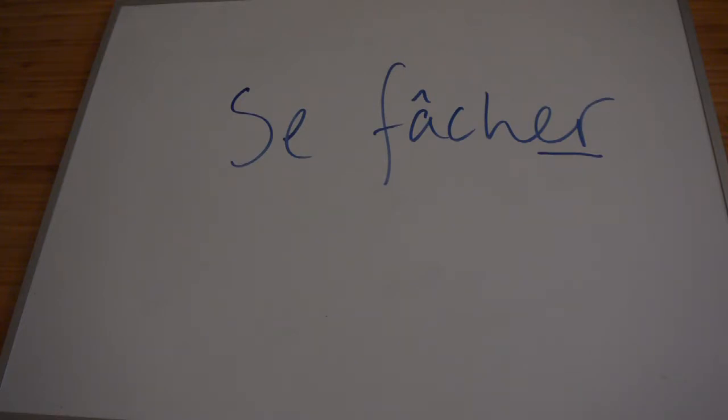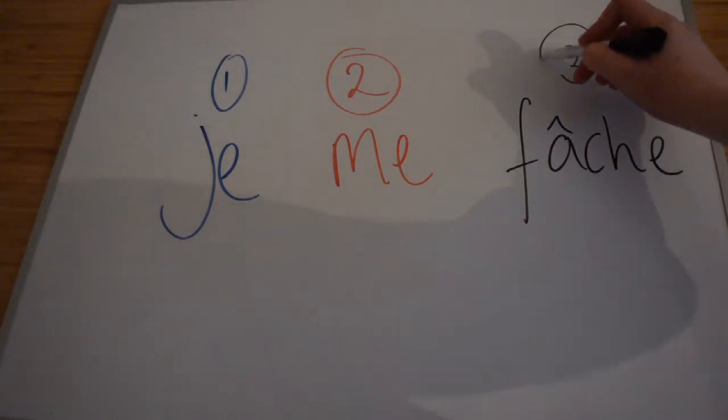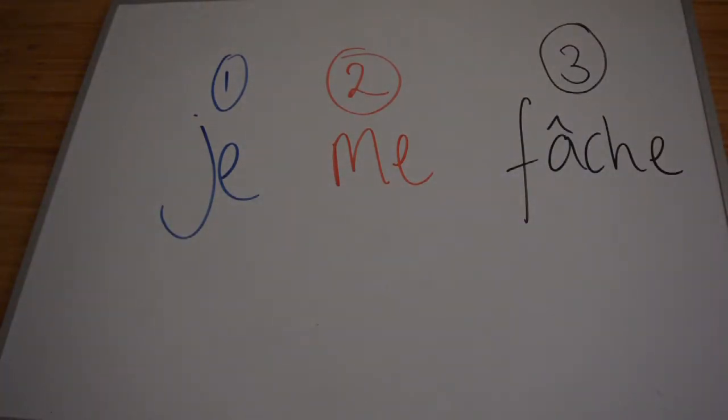If you can't remember how to do this, you're about to see them in a moment. If you want to say I get angry, we need part 1, which is je. Then we've got part 2, which is the reflexive pronoun. And the third part is fâche, je me fâche. Now the third part is the ER verb broken down. All we've done is taken off the ER at the end and replaced it with an E.